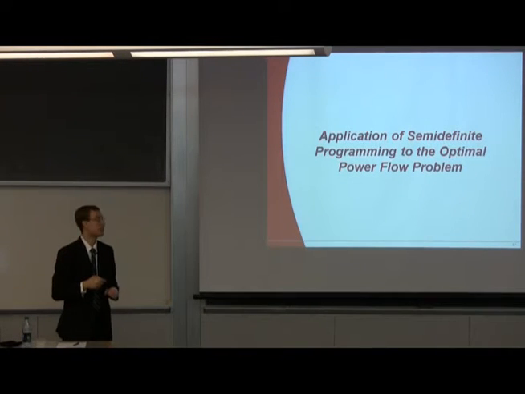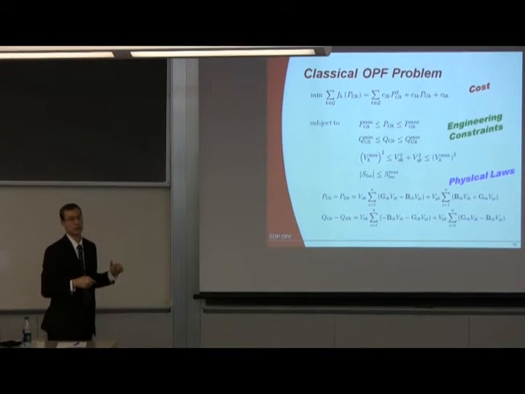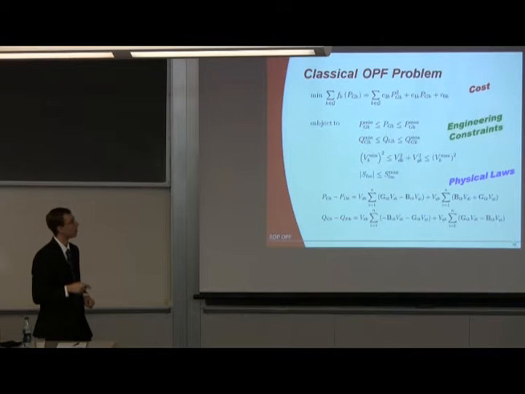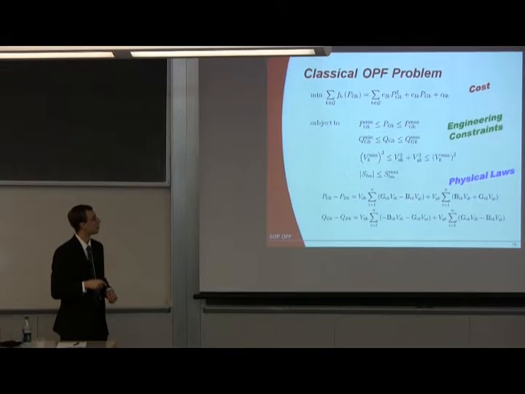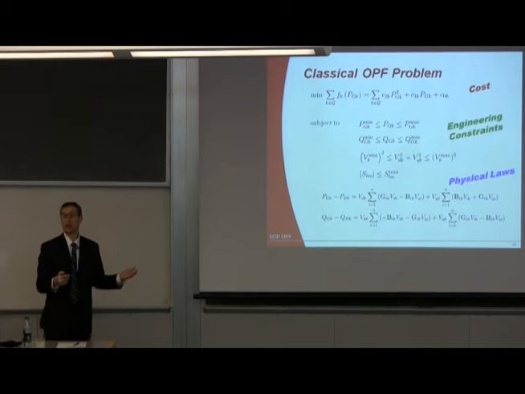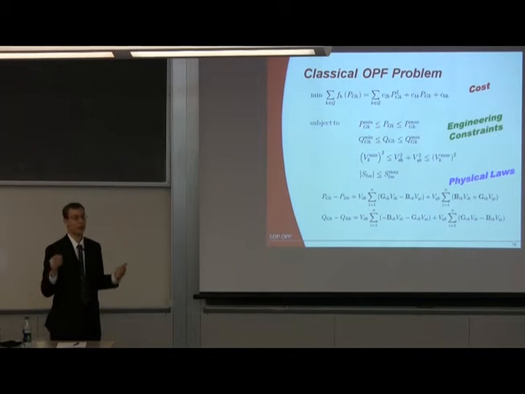So how do we apply this to the optimal power flow problem? Here we see the classically formed optimal power flow problem. We're minimizing some cost function. Here it's a quadratic cost function of the generator powers. We're subject to engineering constraints. Here we're saying that our generators have to be within their maximum and minimum limits. You know, if we have a 100 megawatt generator, it better not be set to operate at 200 megawatts.